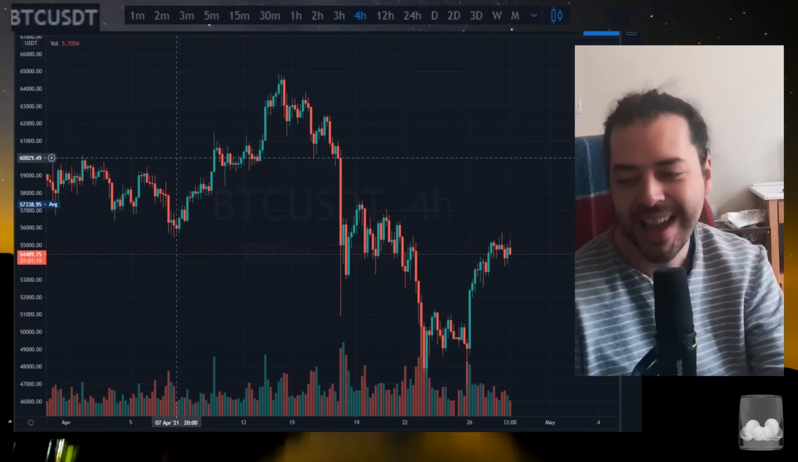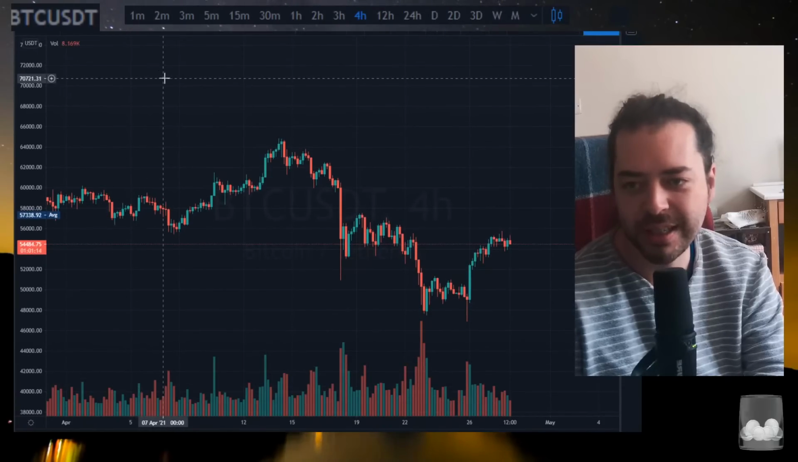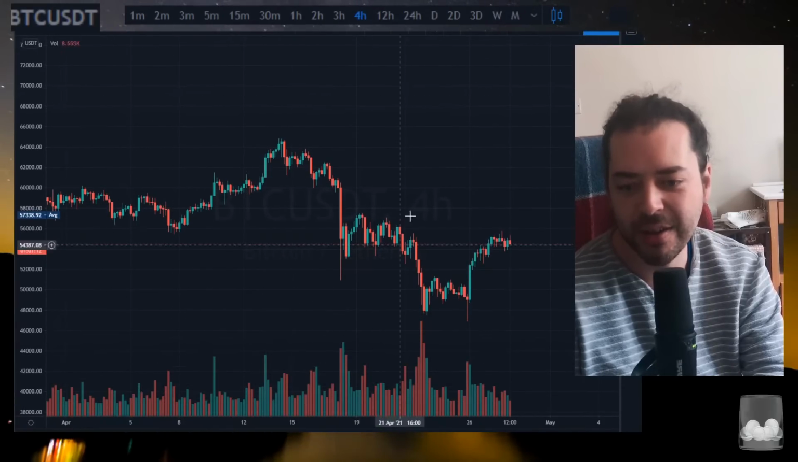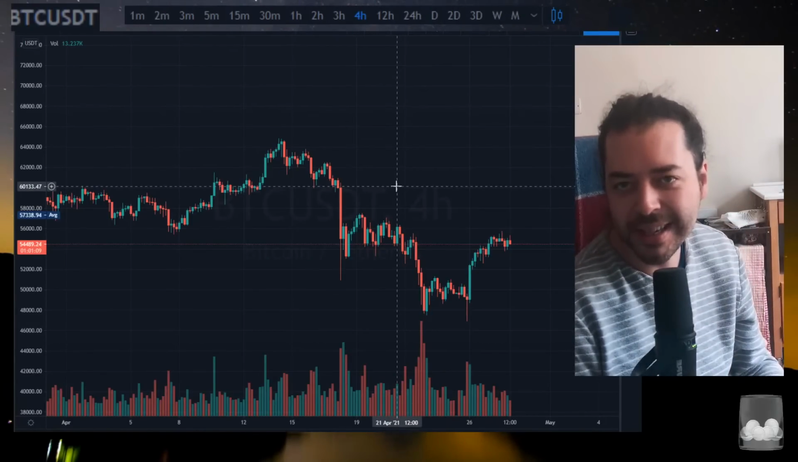I hope so. I have got a brand new chart here that I've just opened up. This is the Bitcoin USDT chart. There's no indicators or anything on here. It's like a brand new empty TradingView. Let's see how this little experiment goes.